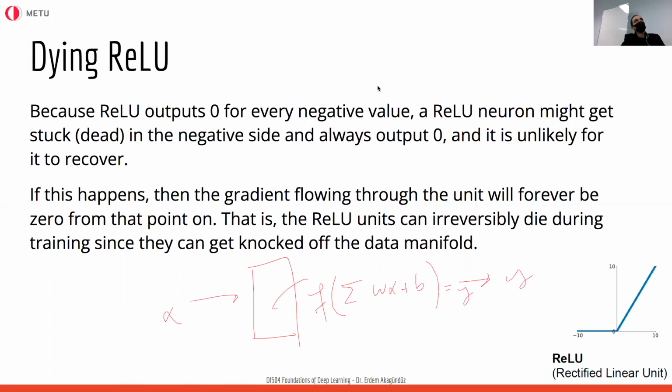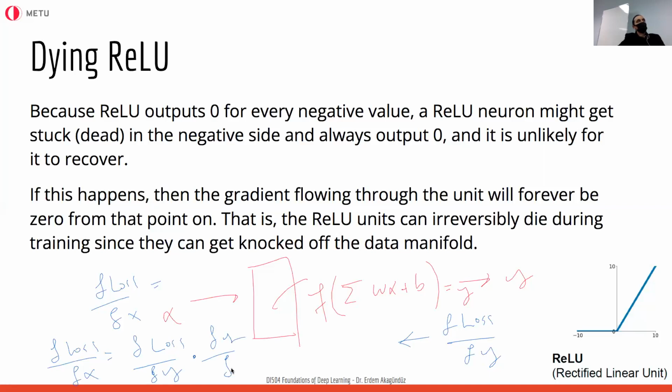During backpropagation, I'm going to go over it once again because this is important. I need the loss with respect to X. So let me write it here. Loss with respect to Y times the derivative of Y, this function, with respect to X. I'm trying to calculate this, because this is Y, right?